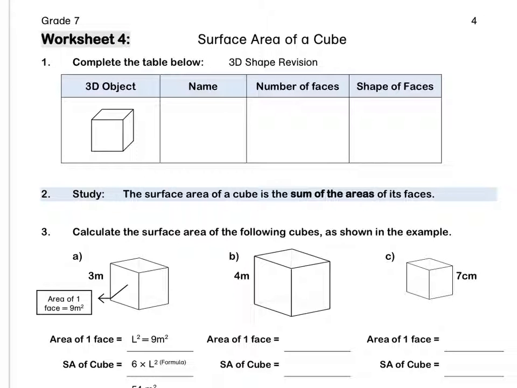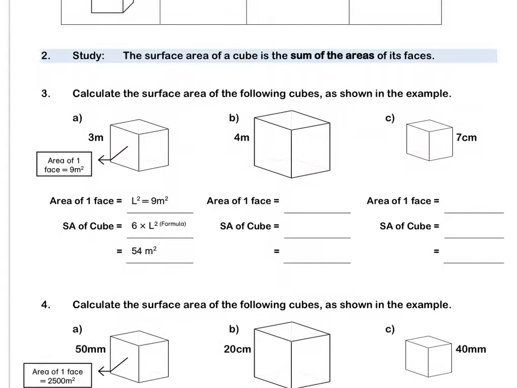Worksheet 4. Complete question 1 by yourself. Question 2. You must study that the surface area of a cube is the sum of the area of all of its faces. Let's see what this means. Question 3. Calculate the surface area of the following cubes as shown in the example. So here we have a cube with a length of 3 meters.